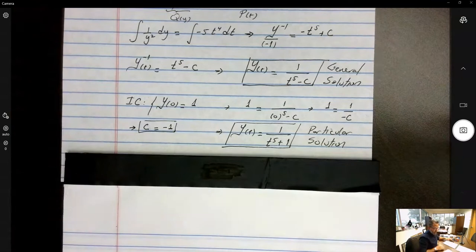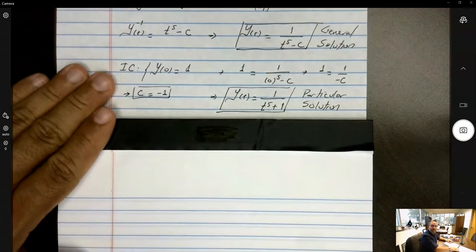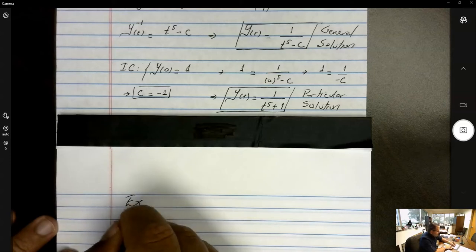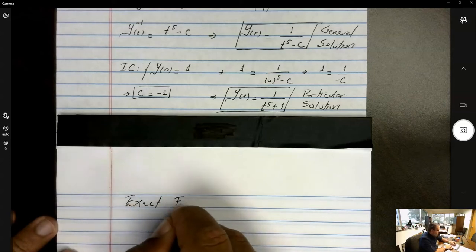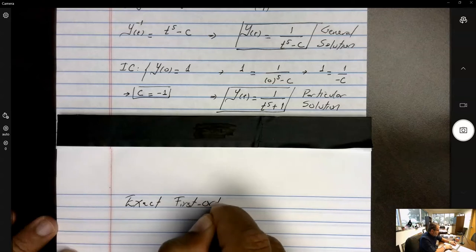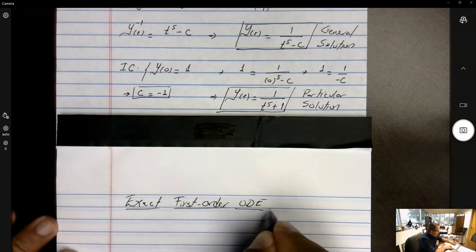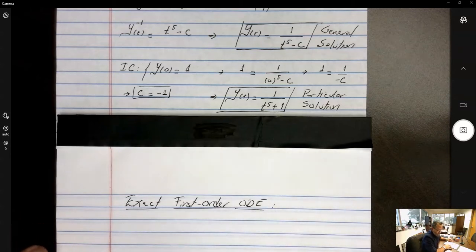All right. Now, what if the equation is not separable? By the way, the great majority of first order equations will be non-separable, right? You cannot just put all the t's on one side and all the y's on the other. There's another class that we call the exact first order ODE. The exact first order ODE.